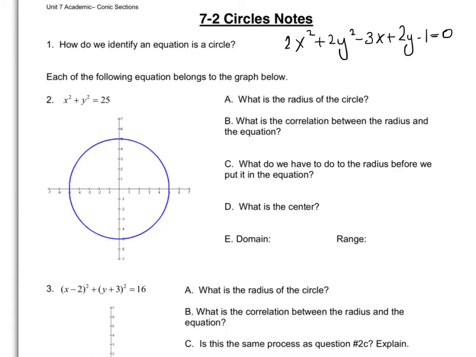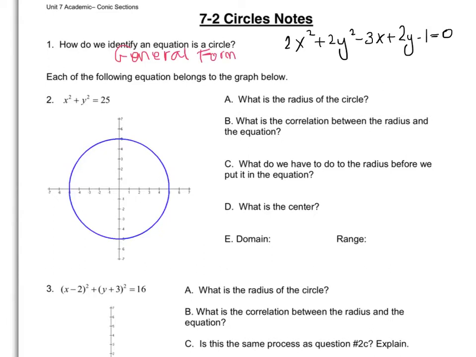But since x squared and y squared have the same coefficient, which is 2, then this is a circle. If they have different coefficients, then that would be an ellipse. So that is how we can identify a circle from the general form. So that is called the general form. Now let's move on to number 2.